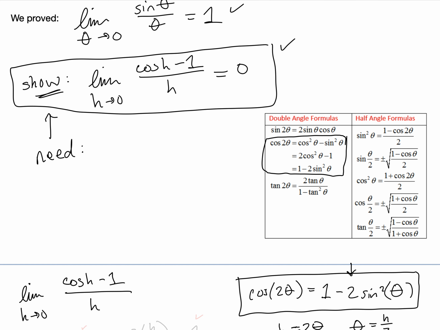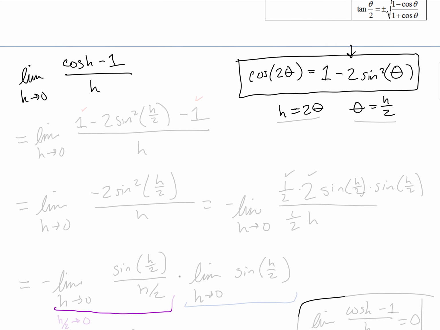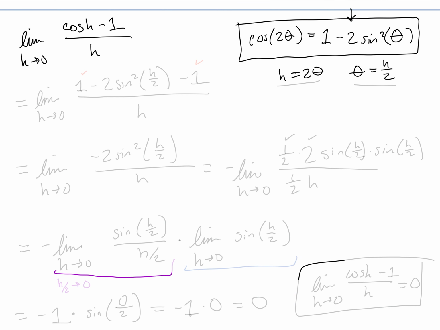All right, so looking at the limit as h goes to 0 of cosine of h minus 1 over h, we are going to rewrite that as the limit as h goes to 0 of, using this double angle formula, cosine of h. We're going to let h be 2 theta, and then theta is equal to h over 2.